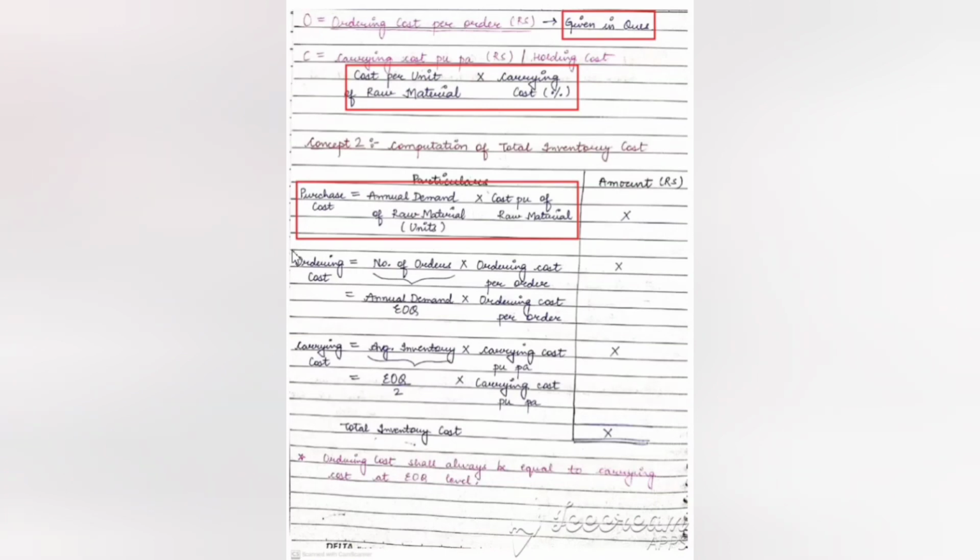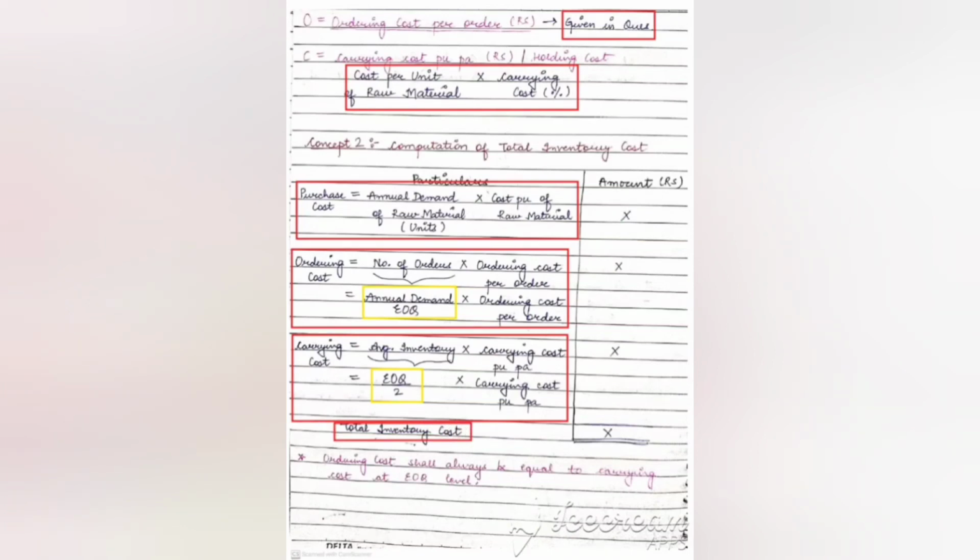Then ordering cost, which is equal to number of orders into ordering cost per order, and number of orders is equal to annual demand upon EOQ. Then next we have carrying cost. So carrying cost is equal to average inventory into carrying cost per unit per annum, and average inventory is equal to EOQ upon 2. So after this, we'll add up all of them and we'll get total inventory cost.